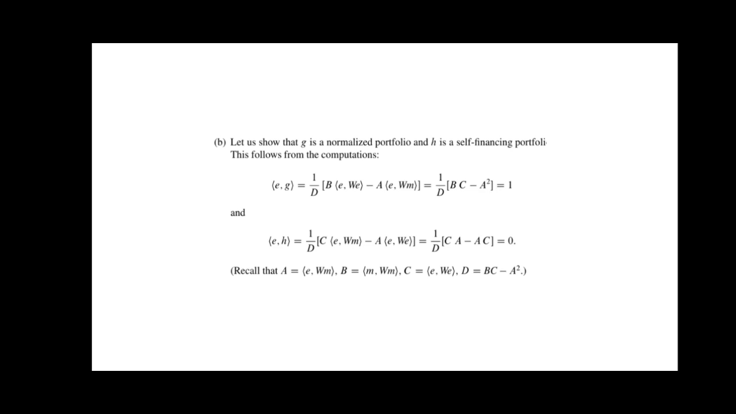E G equals 1/D (B into E We minus A into E Wm), which equals 1/D (BC minus A squared), which equals 1, and E H equals 1/D (C into E Wm minus A E We), which equals 1/D (CA minus AC), which equals 0. Recall that A equals E Wm, B equals M Wm, C equals E We, D equals BC minus A squared.